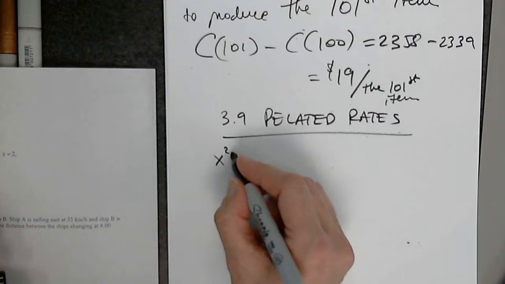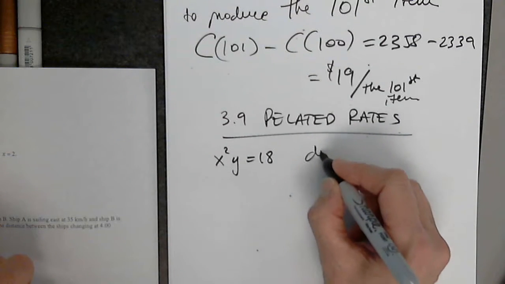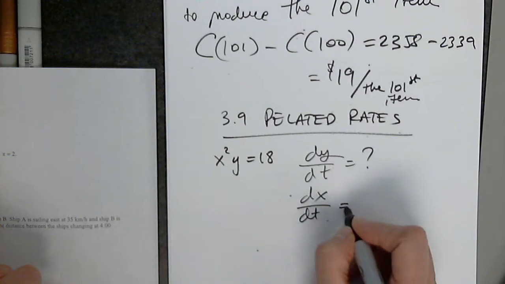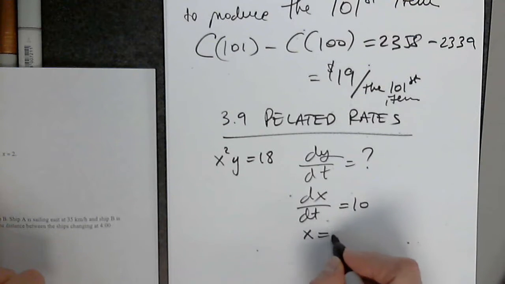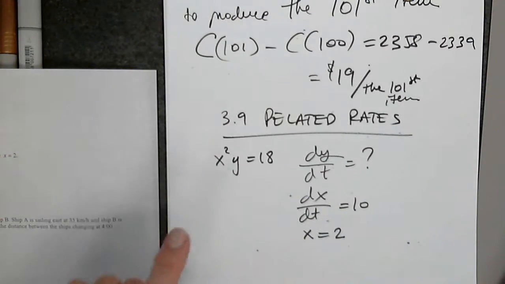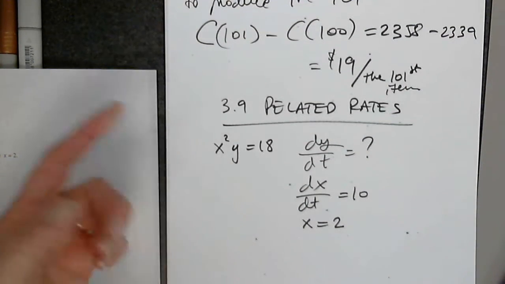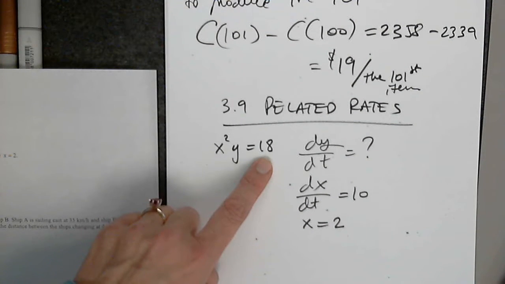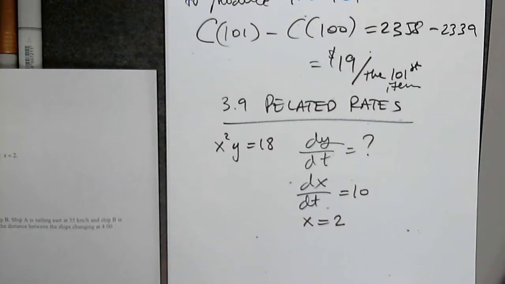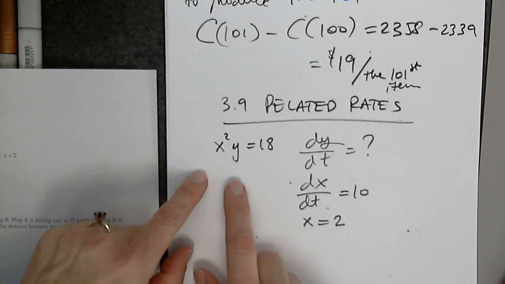Okay, so we have x squared y equals 18. We're asked to find dy over dt, and we are told that dx over dt is 10, and x equals 2. So the question is, find dy over dt if these are given to us. Let's look at the equation. It's x squared times y equals 18. Can I solve for y if I want to? Yes. Can I determine dy over dt implicitly, simply differentiating both sides? I can. I don't have to solve for y.